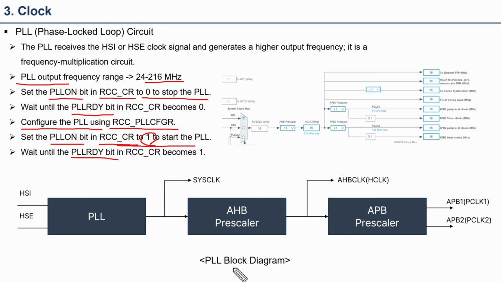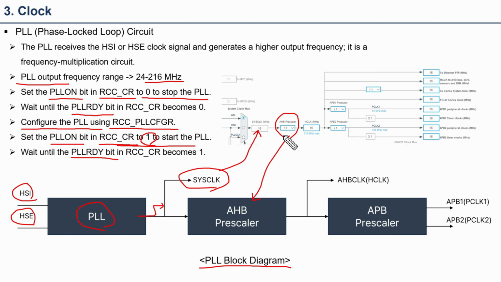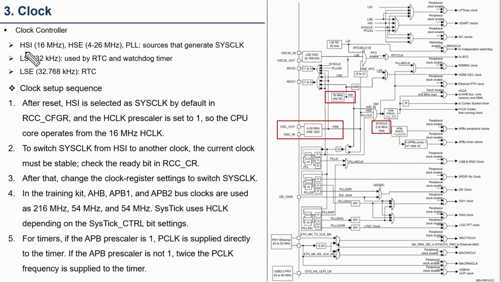In the overall block diagram, HSI or HSE can feed the PLL and we'll use the PLL output as the system clock. Next comes the AHB prescaler. Its output then goes through the APB1 and APB2 prescalers to produce those bus frequencies. HSI is the internal clock fixed at 16 MHz. With HSE and an external crystal, the input frequency can be as high as 26 MHz. The PLL can use HSI or HSE as its source to generate the system clock. LSI and LSE are the low-frequency clock sources.